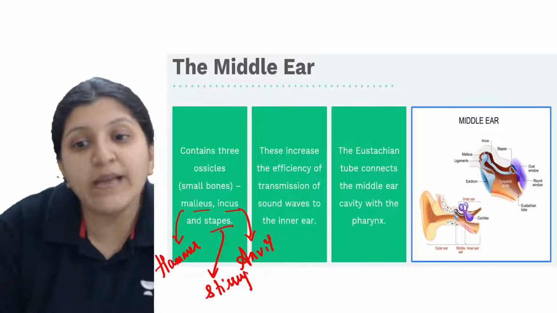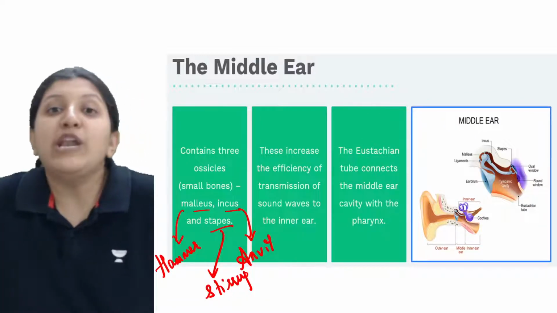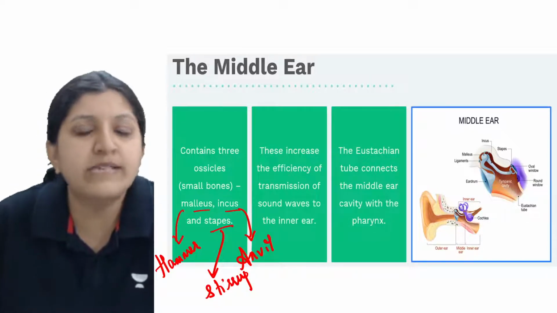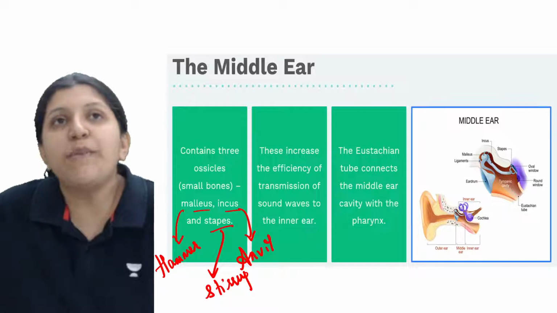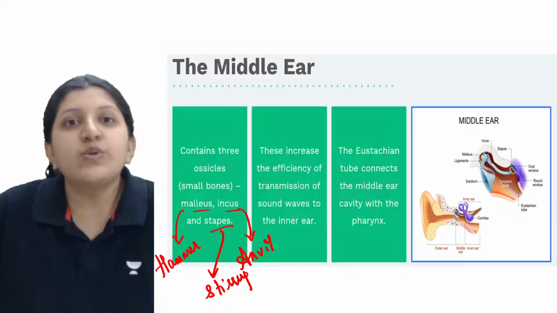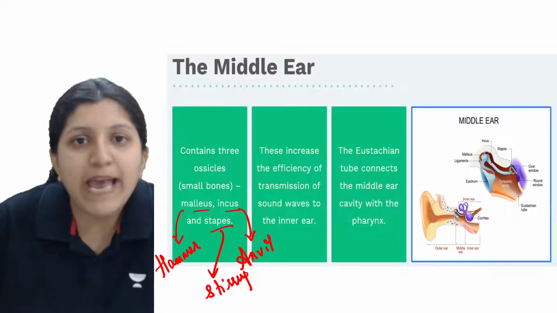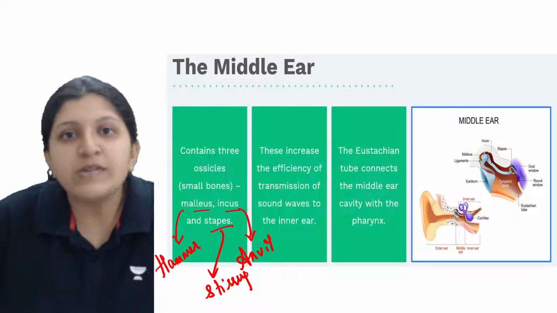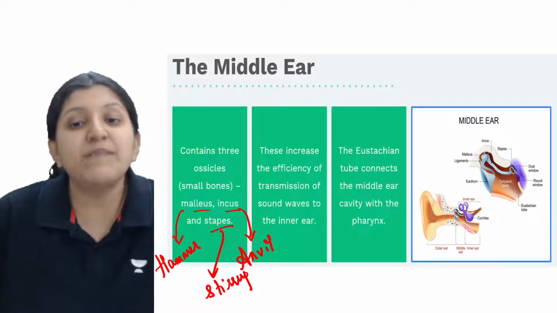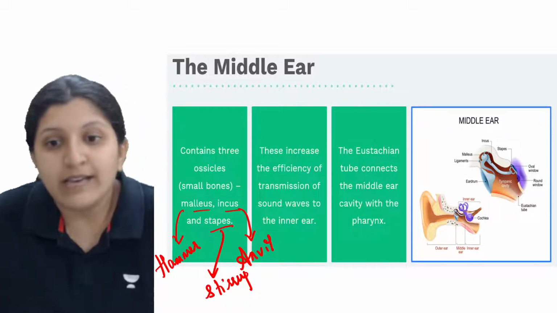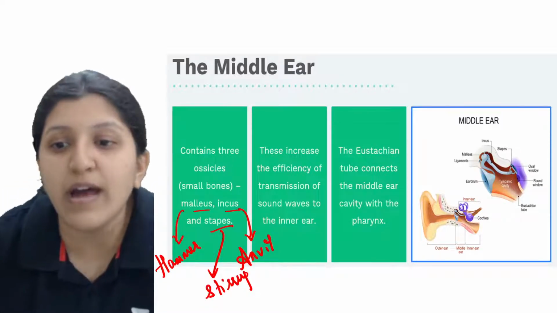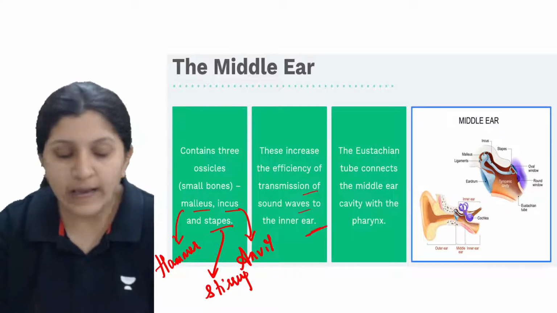A lot of times they would ask you to give the biological terms for these three ear ossicles. They can mention hammer, anvil, stirrup, or they may not mention. So make sure that you know every alternate name which is given in your book. They can ask you to give the biological names of these three ear ossicles. For hammer, the biological term is malleus. For anvil, it is incus, and for stirrup, it is stapes. These increase the efficiency of transmission of sound waves to the inner ear.